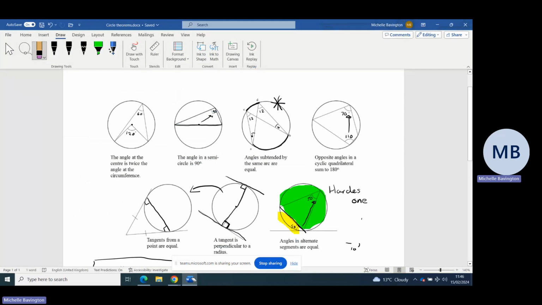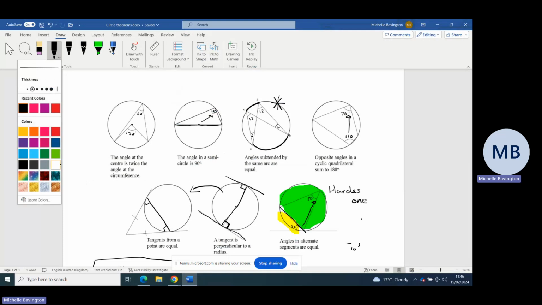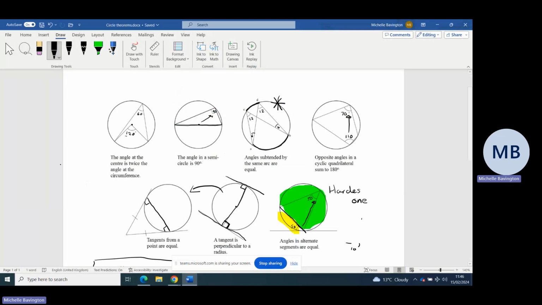Okay, these are your 7 main ones, and I'm just going to quickly explain them because you've got time to watch the video again. The angle at the center is twice the angle at the circumference. So if this was 120 at the center, then at the circumference the angle will be half. And if this was, let's say, 50, then this would be 100.